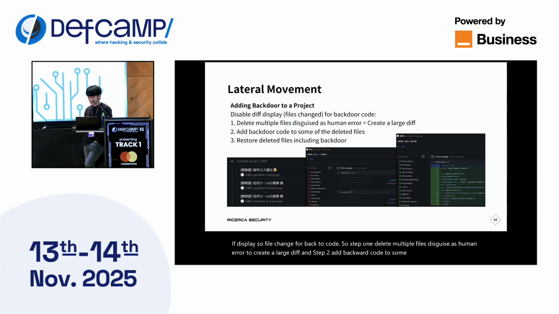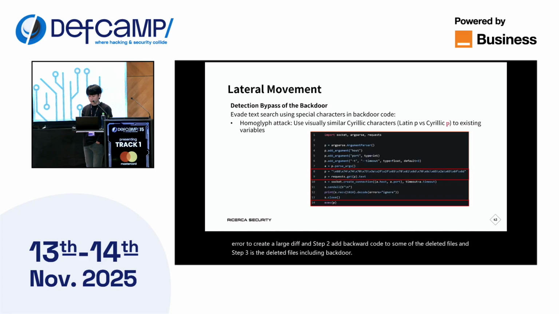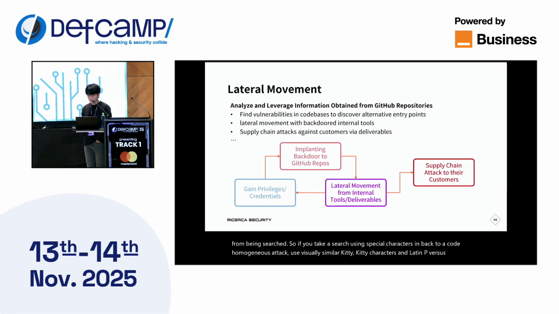And step 3, restore deleted files, including the backdoor, and detection bypass of the backdoor. Let us also devise a way to prevent malicious code from being searched. So evade text search using special characters in the backdoor code. Homoglyph attack: use visually similar Cyrillic characters, Latin P versus Cyrillic P, applied to existing variables.